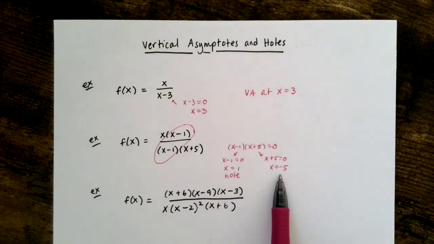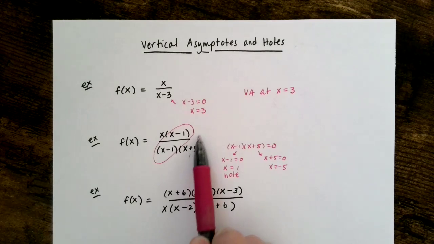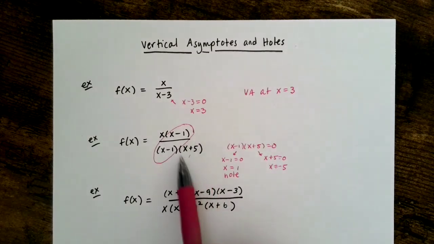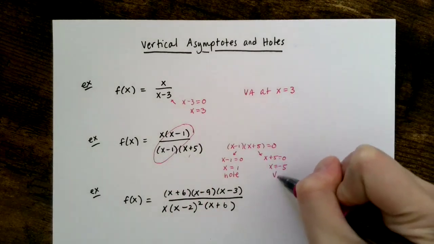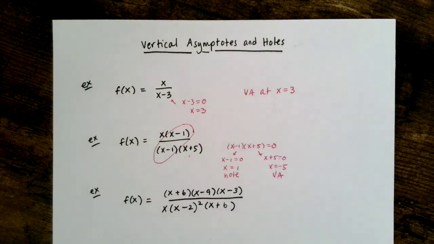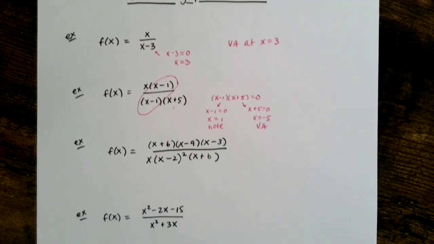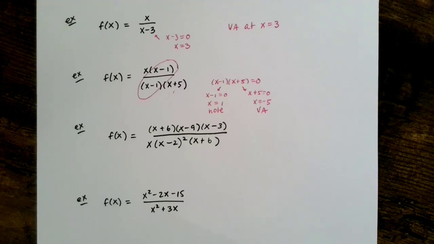Whereas x equals -5, its factor doesn't have anything canceling it out. So this is a true vertical asymptote at x equals -5. Let's look at another example. We have my third example here.